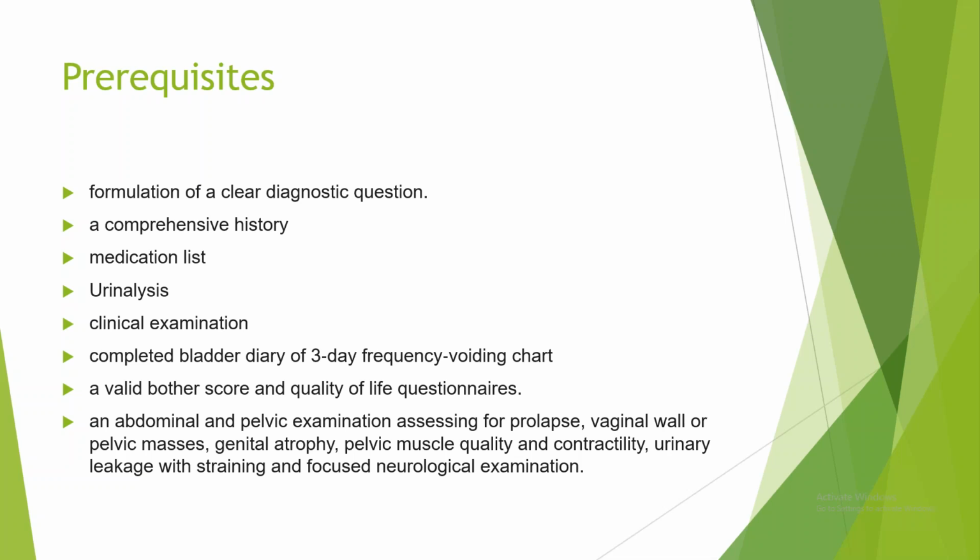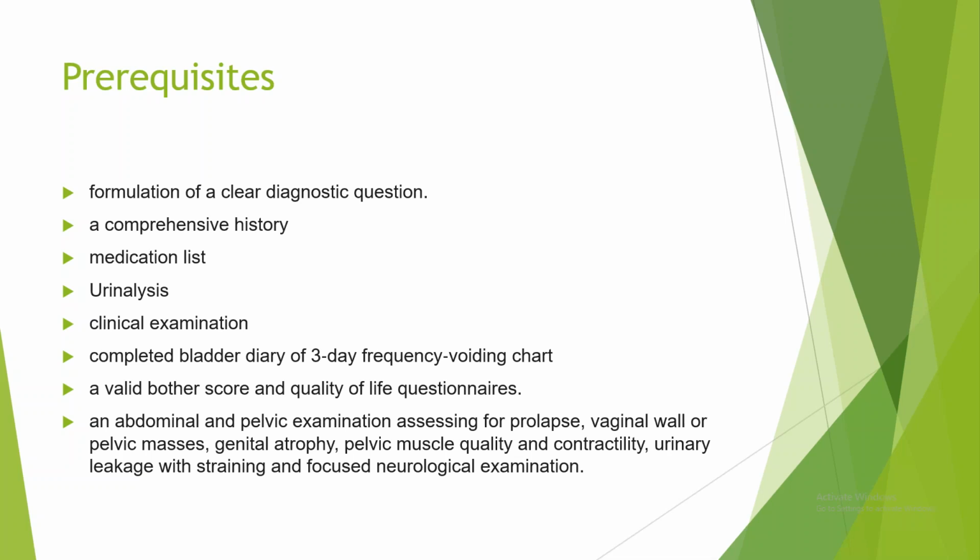Then you have to do a complete clinical examination. In that, you have to do the routine general examination and a detailed abdominal and pelvic examination to rule out any abdominal or pelvic masses, prolapse, any genital atrophy, and you have to also see the pelvic muscle tone. And you have to see if there is any urinary leakage on straining. Okay, and a focused neurological examination. Actually, this neurological part doesn't come much into focus, because in the questions and graphs we are getting, we are not getting any neurological stations. But for completion, you have to do a focused neurological examination also.